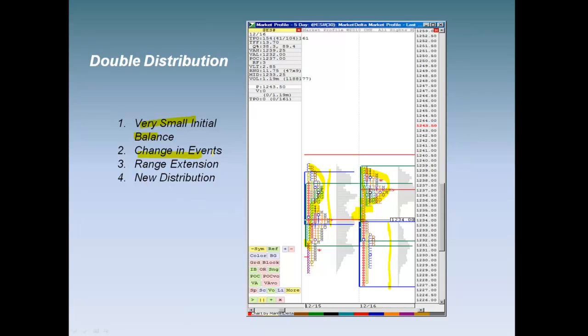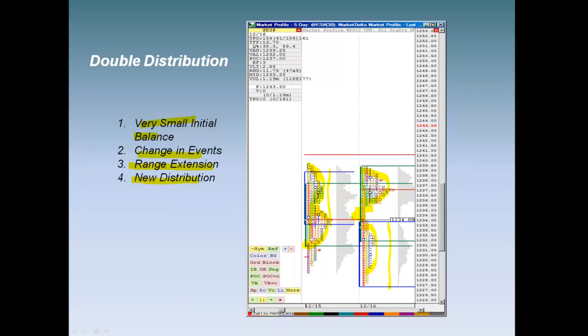So when the change in events occurs, we begin to see a range extension in the direction of where value is going to move. And then we begin to see a new distribution develop. That's why it's a double distribution. During the early part of the day, we have a distribution that develops, and then a change in events occurs. Value moves directionally during the day, and a new distribution develops. And this is why we call it a double distribution, because we actually get two distributions, or two value distributions in one trading day.